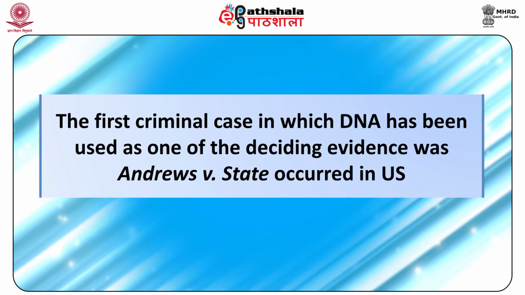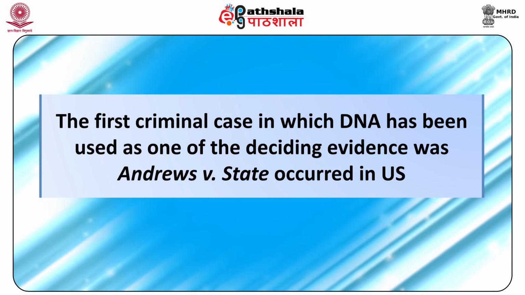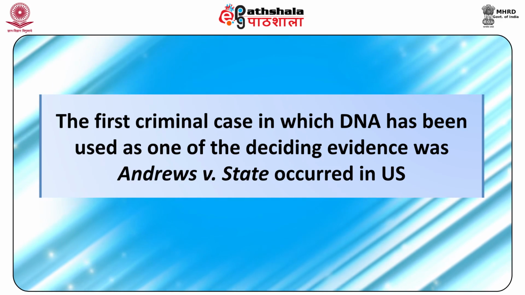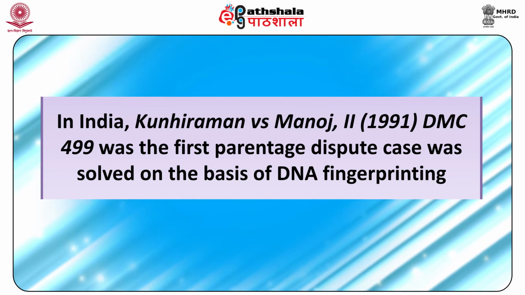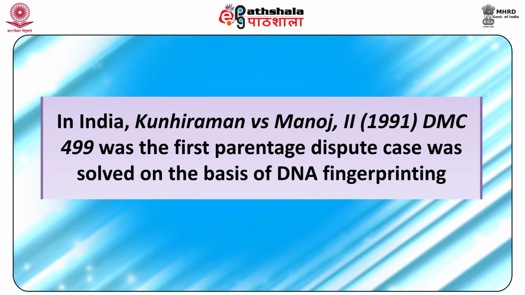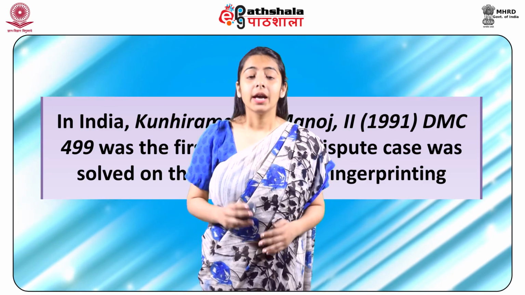The first criminal case in which DNA was used as one of the deciding evidence was Andrews versus State, which occurred in the US. In India, Kunhiraman versus Manoj was the first parentage dispute case that was solved on the basis of DNA fingerprinting. In 1991, a disputed paternity was settled using DNA fingerprinting.